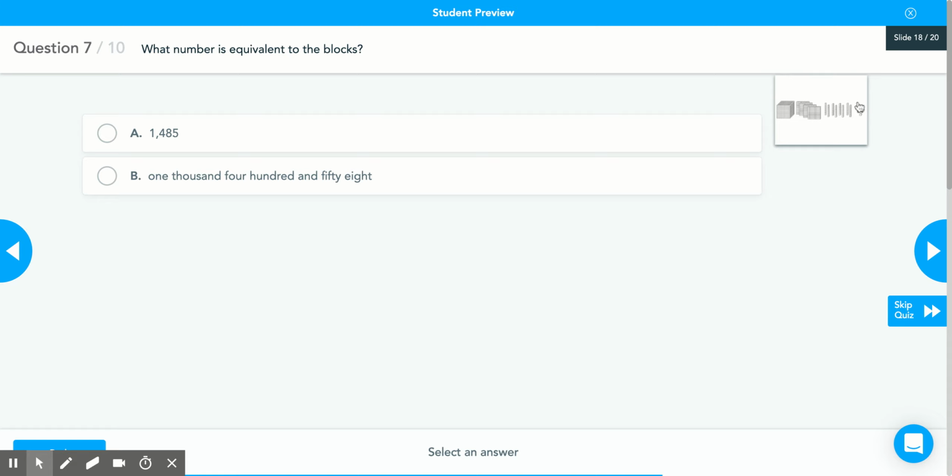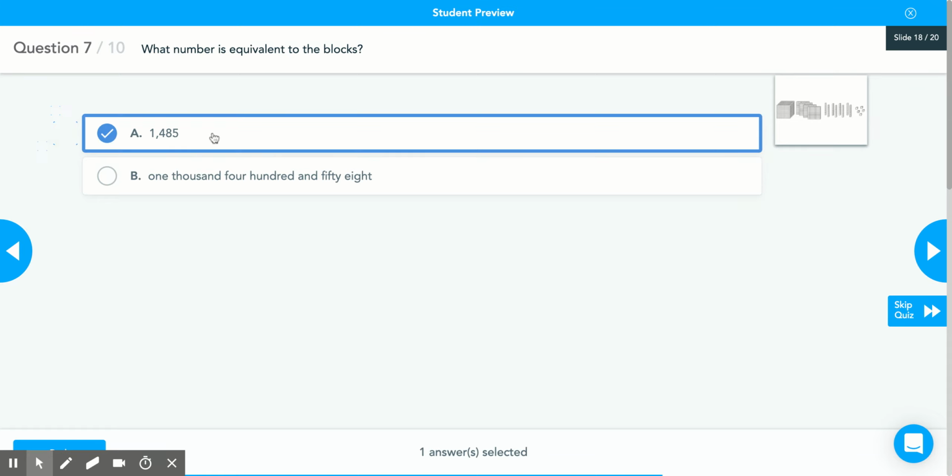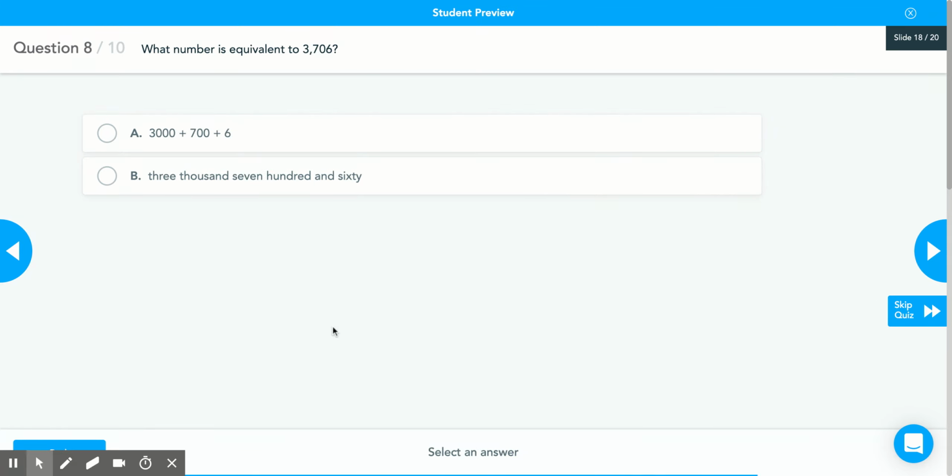Then we have the last, the single digits, the ones place, which we have 5, and that would make A still correct again as 1,485.